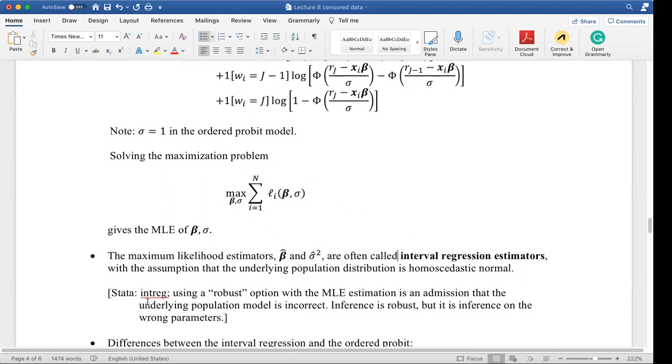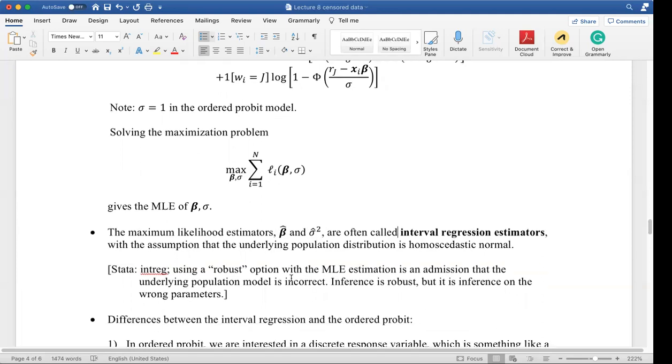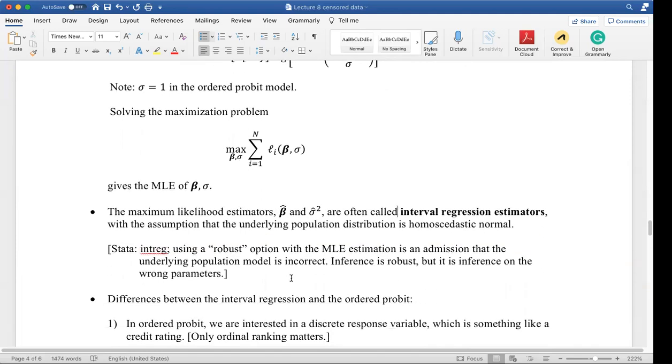So in Stata, you have the command intreg for interval regression. So that would give you estimators for beta hat and sigma hat square. Okay, so the command is different from probit or ordered probit.